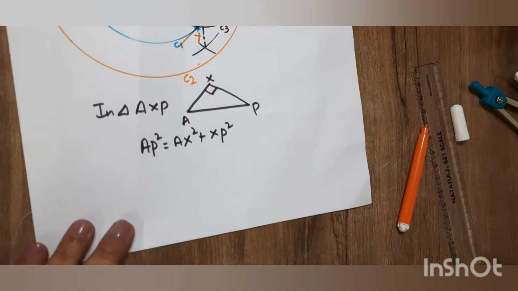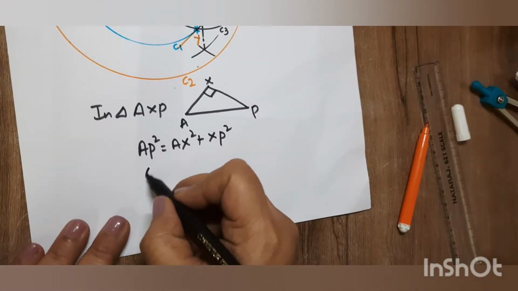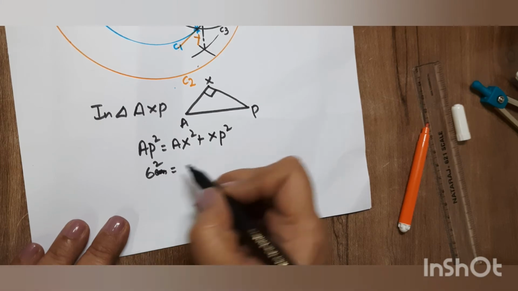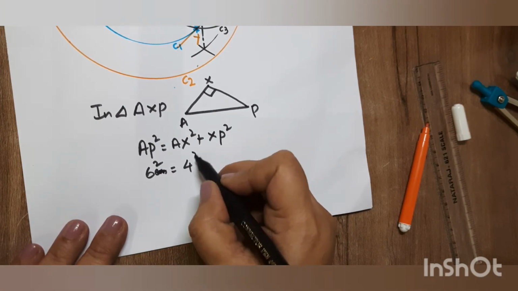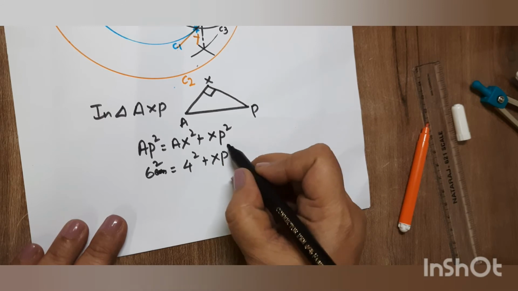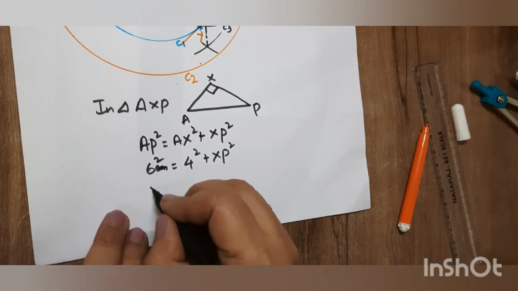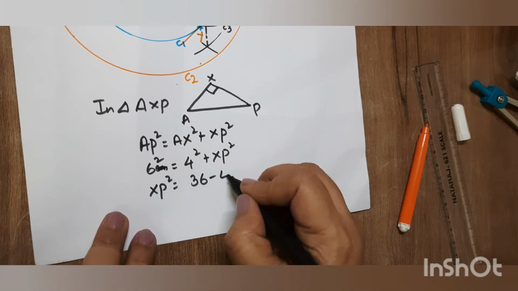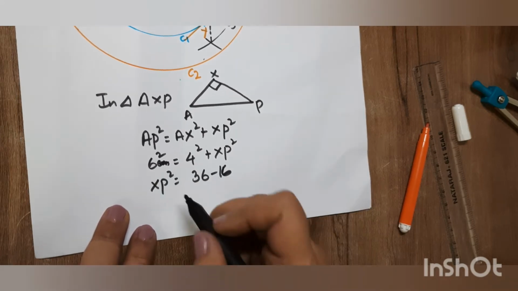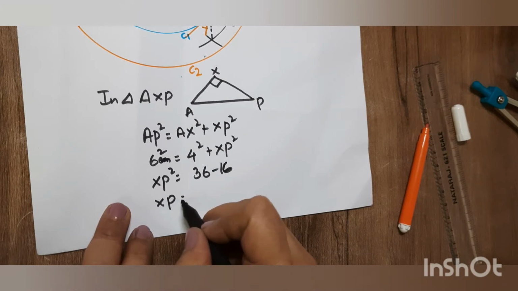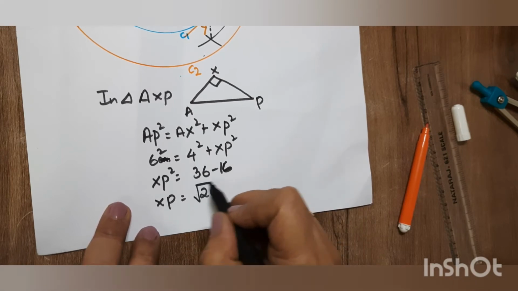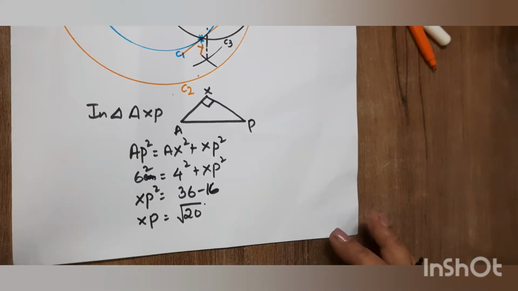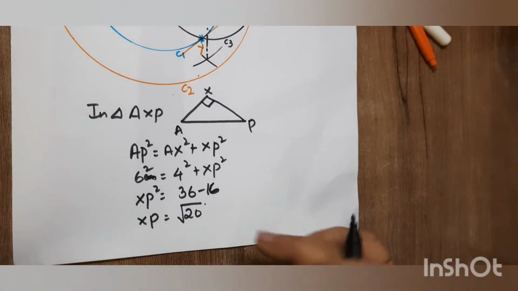AP is given 6 centimeter, so 6 square, then AX is 4 square. We need to find XP square. So we will get XP square equal to 36 minus 16. So we get XP equal to square root of 20. Find out the square root of 20.